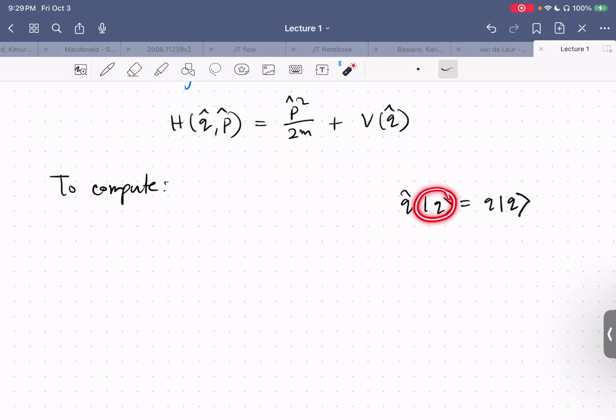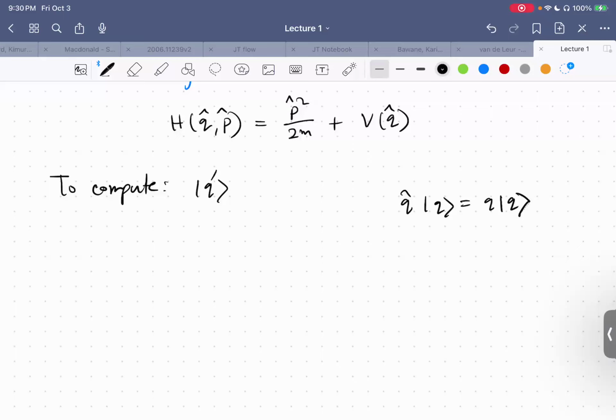And this ket with a real number inside refers to a position eigenstate, meaning that if a particle is in this state and you measure Q hat, you are going to observe this particular position with 100% certainty. And the transition amplitude that we want to compute is simply the amplitude for the particle to go from position Q.